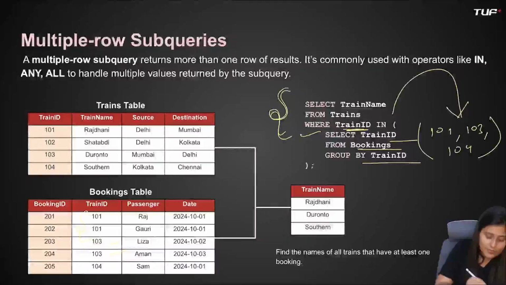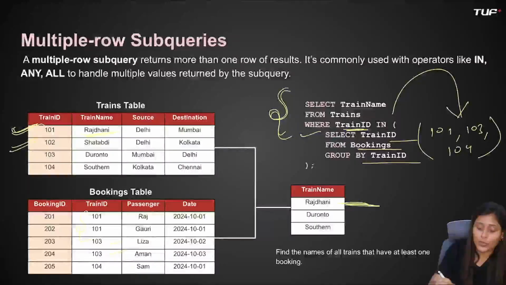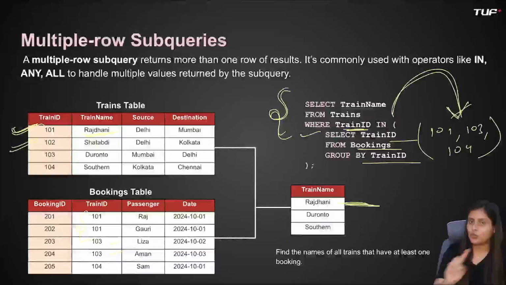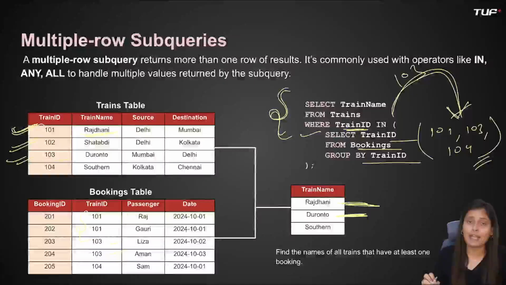So first it will pick up 101. It will check, is 101 there? Yes. So it will select the name of that train. Rajdhani will be the output. Now it will check 102. Is 102 there? No. So Shatabdi will not be included in the final result. Next 103. Is 103 there in the resultant of the subquery? Yes. So for 103, Duranto is the train name. So 103, Duranto will also be considered as the output.